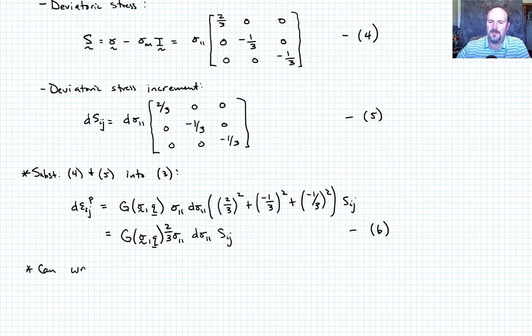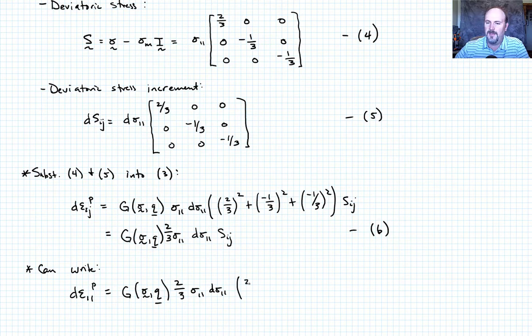the epsilon 1,1 plastic now is going to be equal to g function of sigma and q times 2/3 sigma 1,1 d sigma 1,1. Now think about this. I just chose i and j to be 1,1, so this now becomes S1,1. If I go up here and look, S1,1 is 2/3 times sigma 1,1. So let's plug that in.